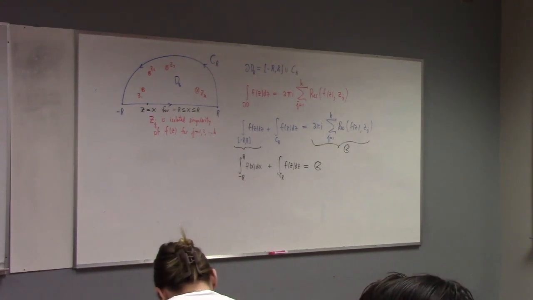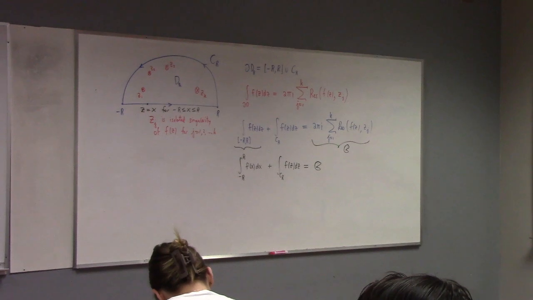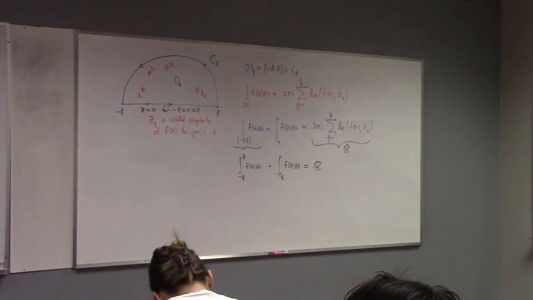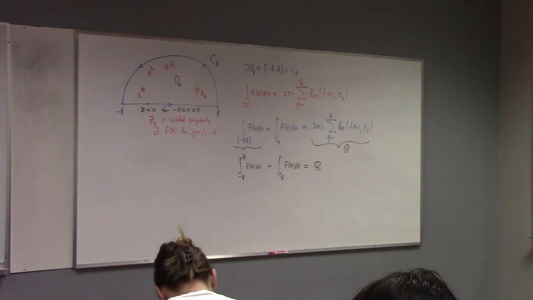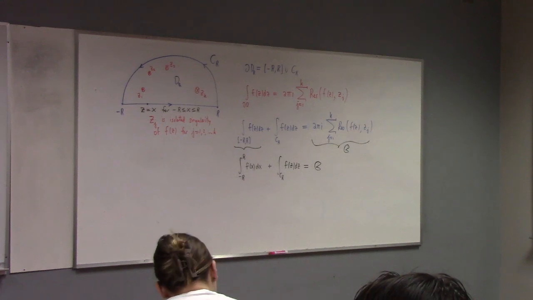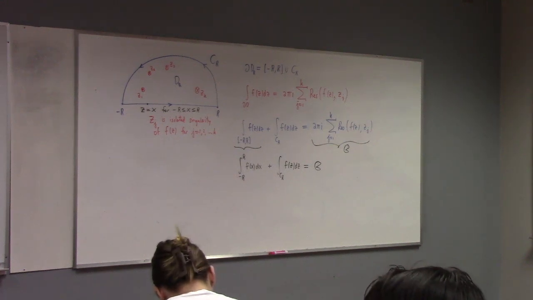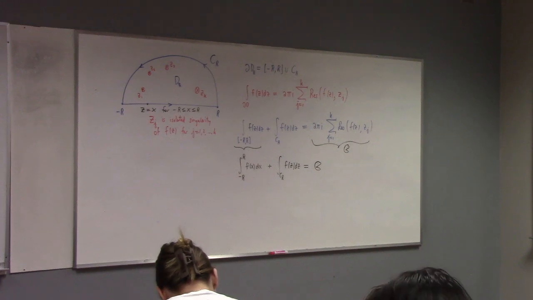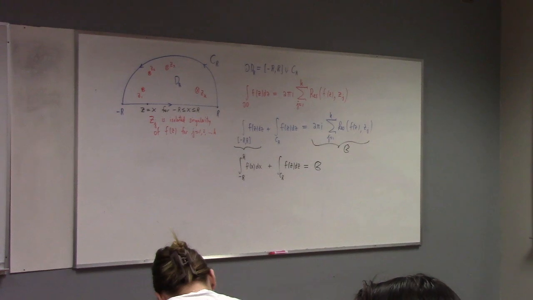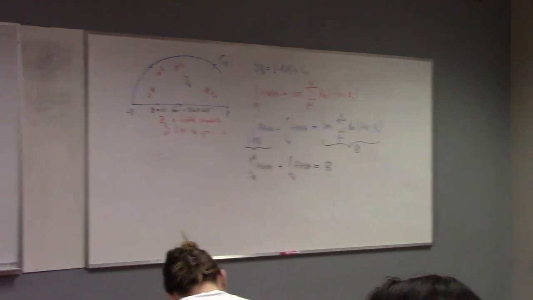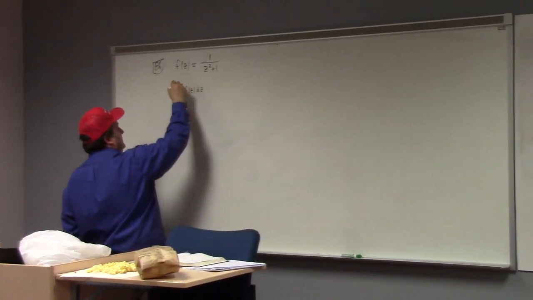So let me look at a specific example here. We'll start with something relatively benign. What am I on, example 6? So let's look at f of z equals 1 over z squared plus 1. I'm going to focus on the interesting part, which is CR. I'd like to bound that thing.